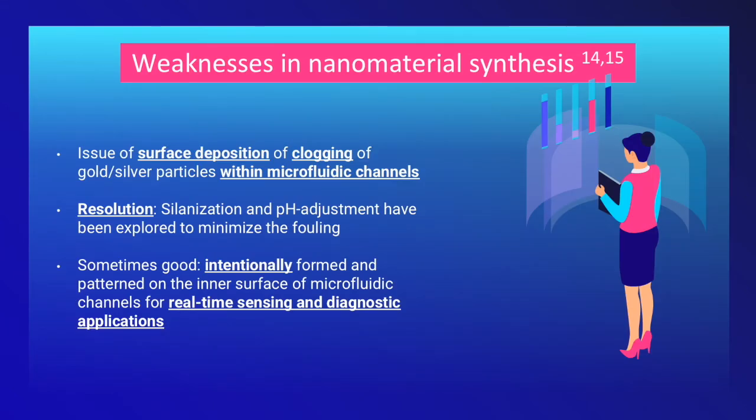However, there are some weaknesses in microfluidic nanomaterial synthesis involving surface deposition or clogging within the microfluidic channels. One way to resolve this problem is silanization and pH adjustment. Silanization is essentially covering the surface of the microfluidic channels with a coating that contains silane-like molecules to make the surface chemically inert and unreactive. However, surface deposition is not always bad. Sometimes we do it intentionally for real-time sensing and diagnostic applications.